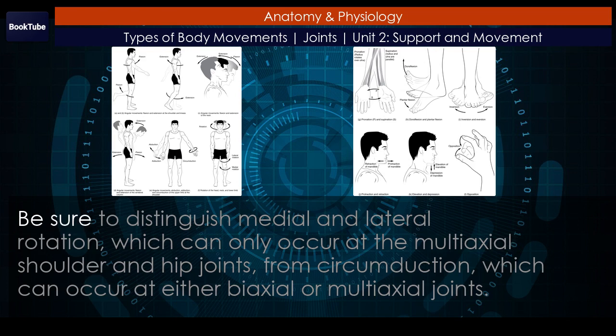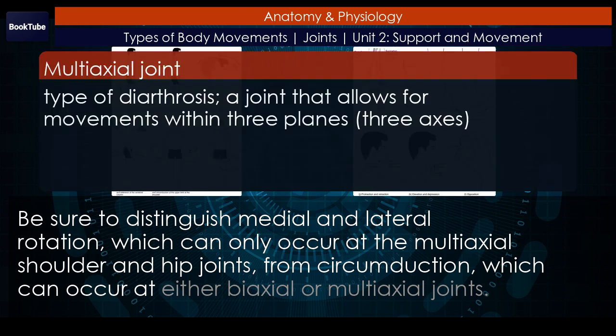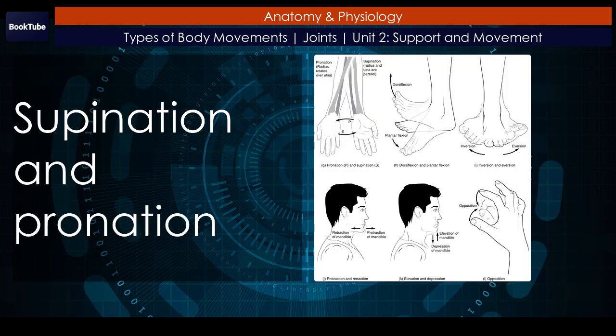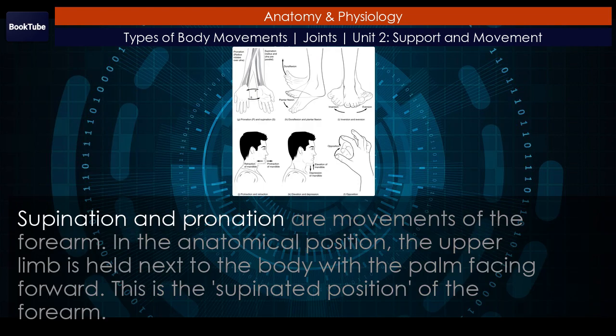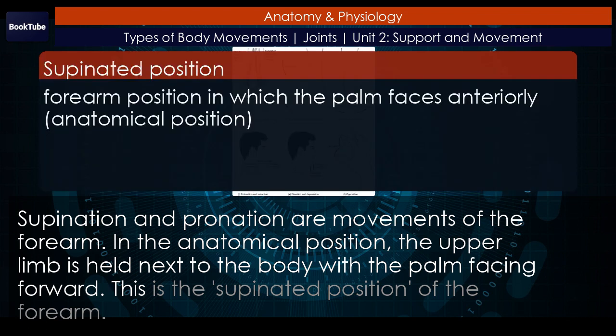Be sure to distinguish medial and lateral rotation, which can only occur at the multiaxial shoulder and hip joints, from circumduction, which can occur at either biaxial or multiaxial joints. Supination and pronation. Supination and pronation are movements of the forearm. In the anatomical position, the upper limb is held next to the body with the palm facing forward. This is the supinated position of the forearm.